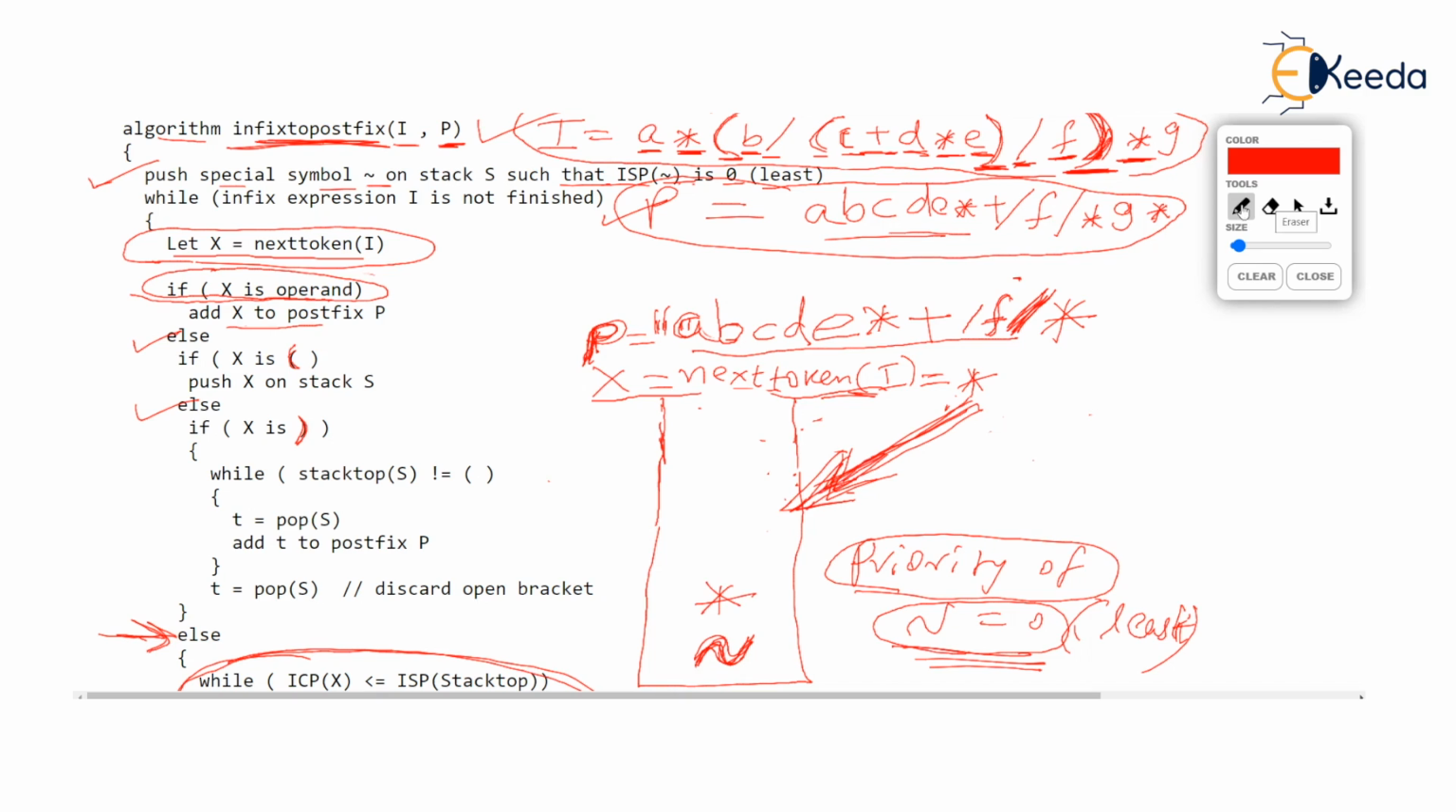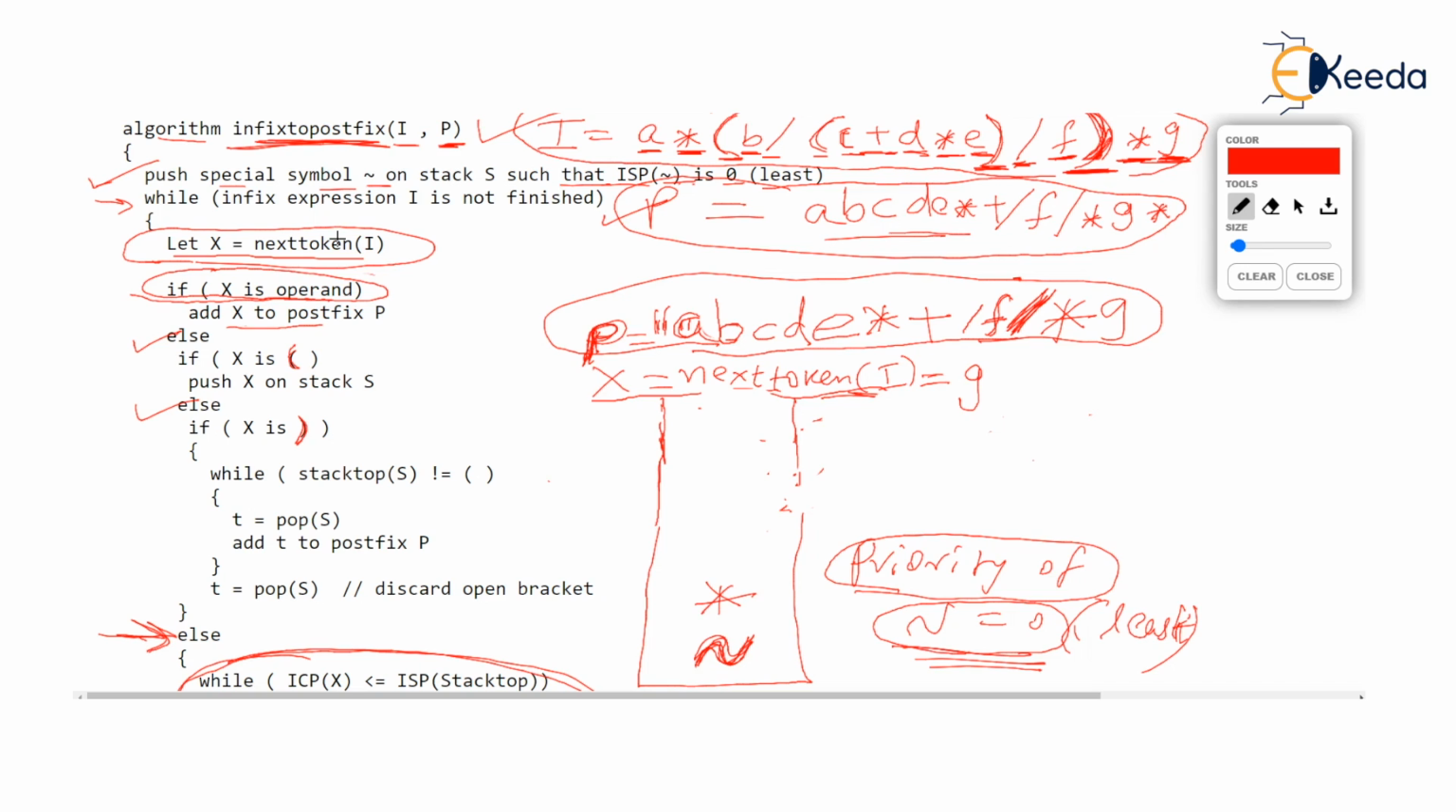No problem. I hope so. After so much of discussion. Next thing. Next token is G. But G is an operand. So simply add it to postfix. Check the postfix. I have added G, isn't it? And that is it. G was the last token in infix. So now this while loop, check the cursor place. The while loop, while infix expression I is not finished, is over. This while loop is over and we come out of the while.